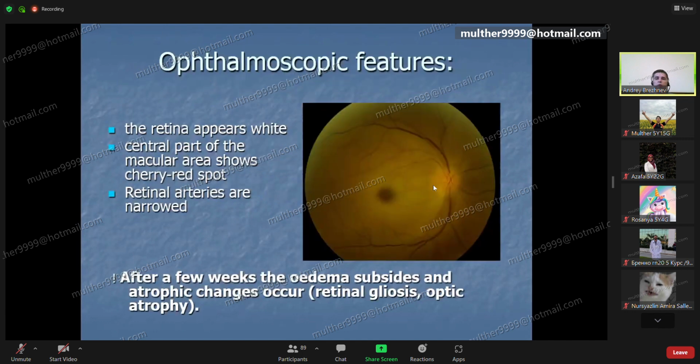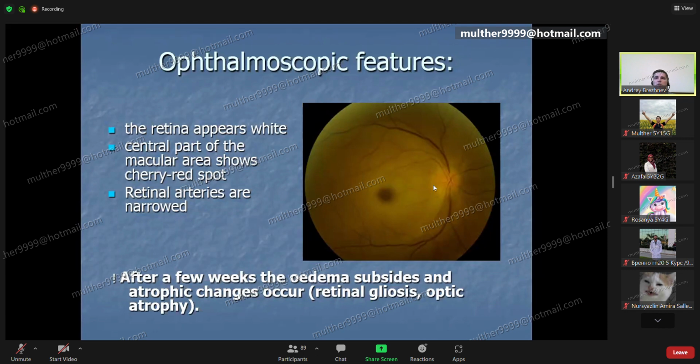Ophthalmoscopy shows the following signs. The retina appears white as the result of cloudy swelling caused by intracellular edema. The central part of the macular area shows a cherry red spot due to the vascular choroid shining through the thin retina of this region. Retinal arteries are narrowed. After a few weeks, the edema subsides and atrophic changes occur: retinal gliosis or even optic atrophy.